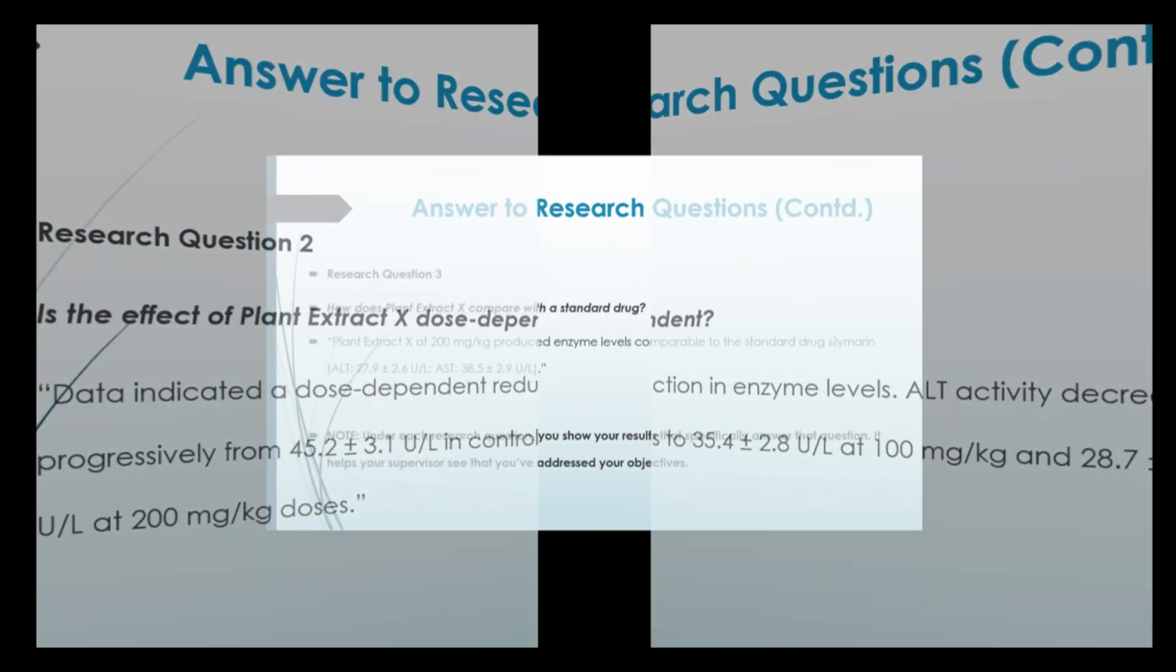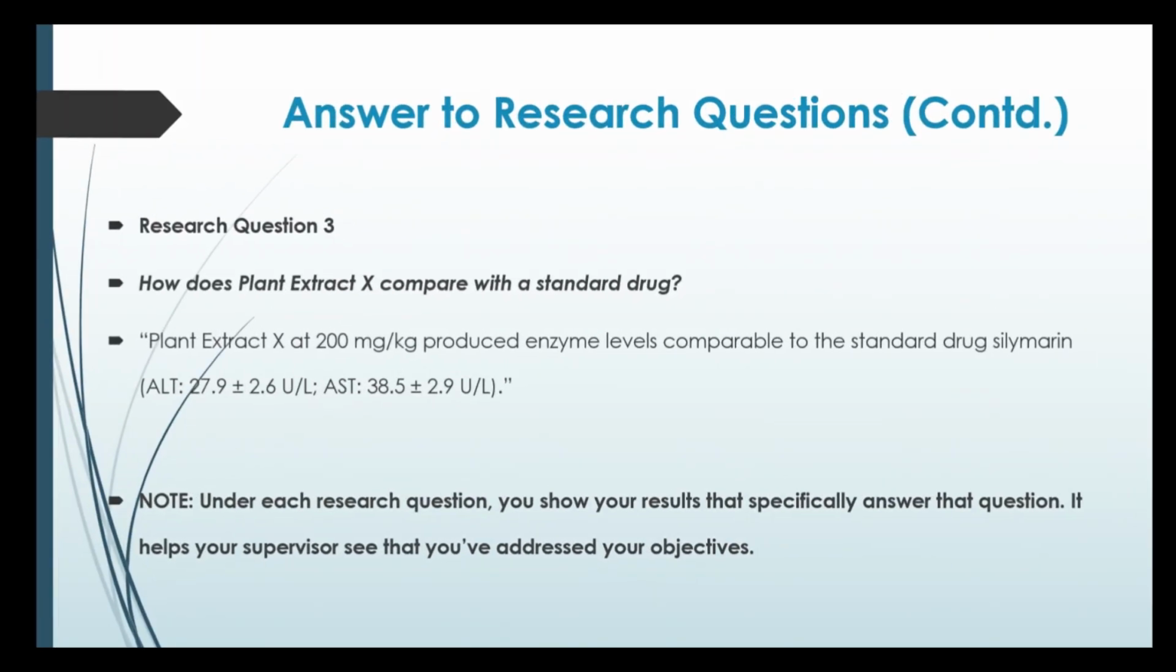Now, to the third research question, the answer is, how does pawpaw plant extract compare with the standard drug? I will give what I have as my result. Now, also something that you should note while writing your chapter 4 is that under every research question, you must show your results that are specifically tailored towards that question. It helps your supervisor address your objectives. Don't go all over the place trying to explain everything. Give us the result and move on. It is an answer to your research question.